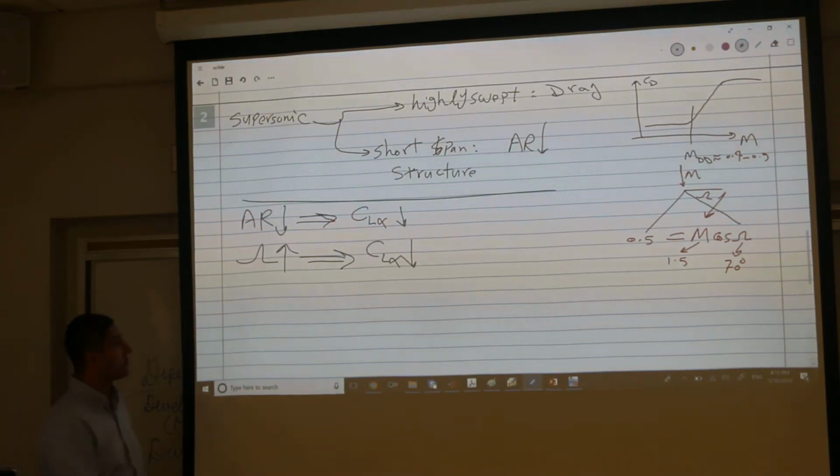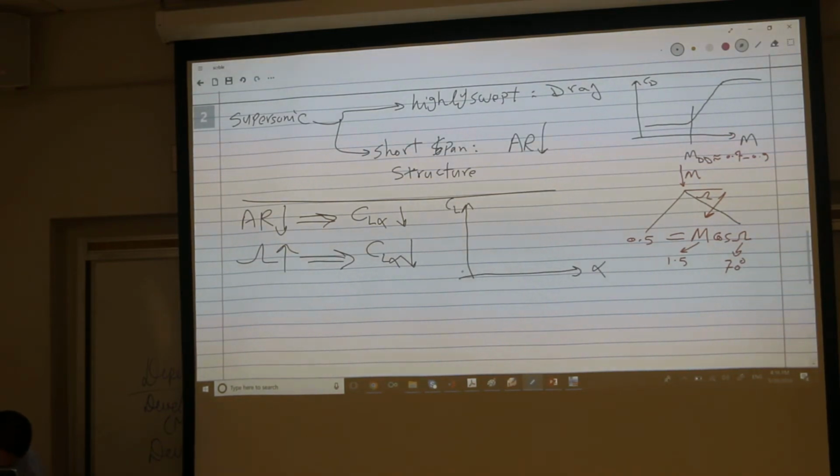It goes to first order multiplied by the cosine of the sweep. So both lead to lower lift sensitivity in the following sense. If this is your CL versus alpha, and this is your lift curve slope, now it's something like this, okay? Which means you need high angle of attack to get high lift coefficient. Why do I need high lift coefficient? Why do I need high lift coefficient? Ever. Why?